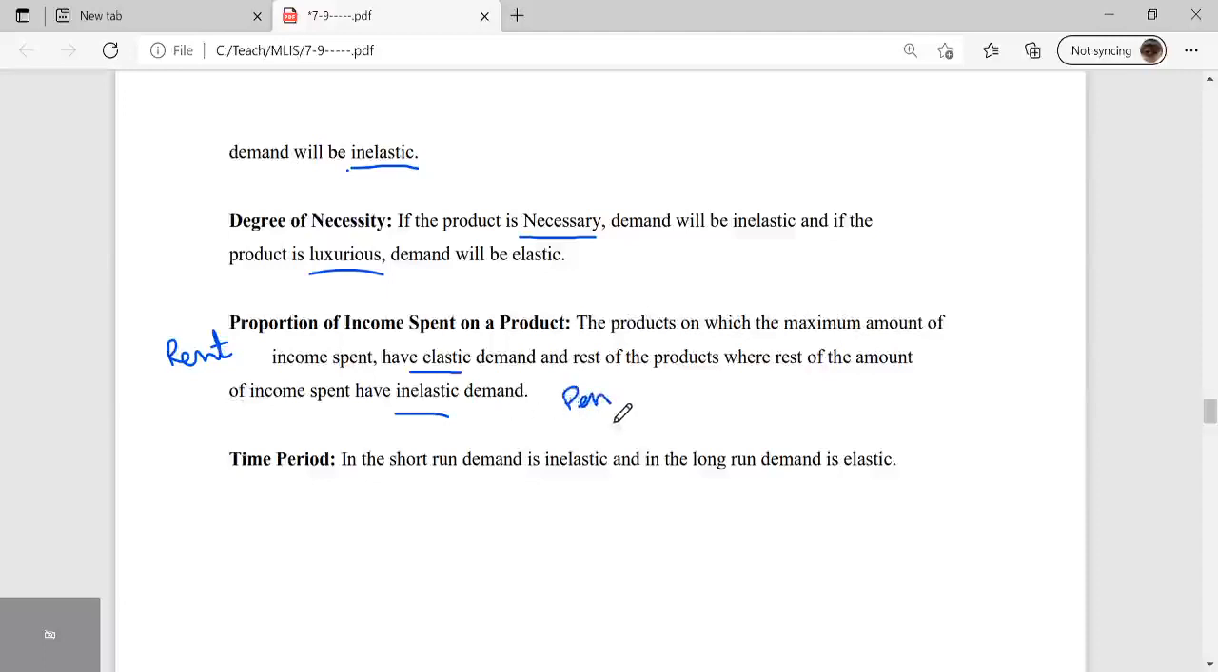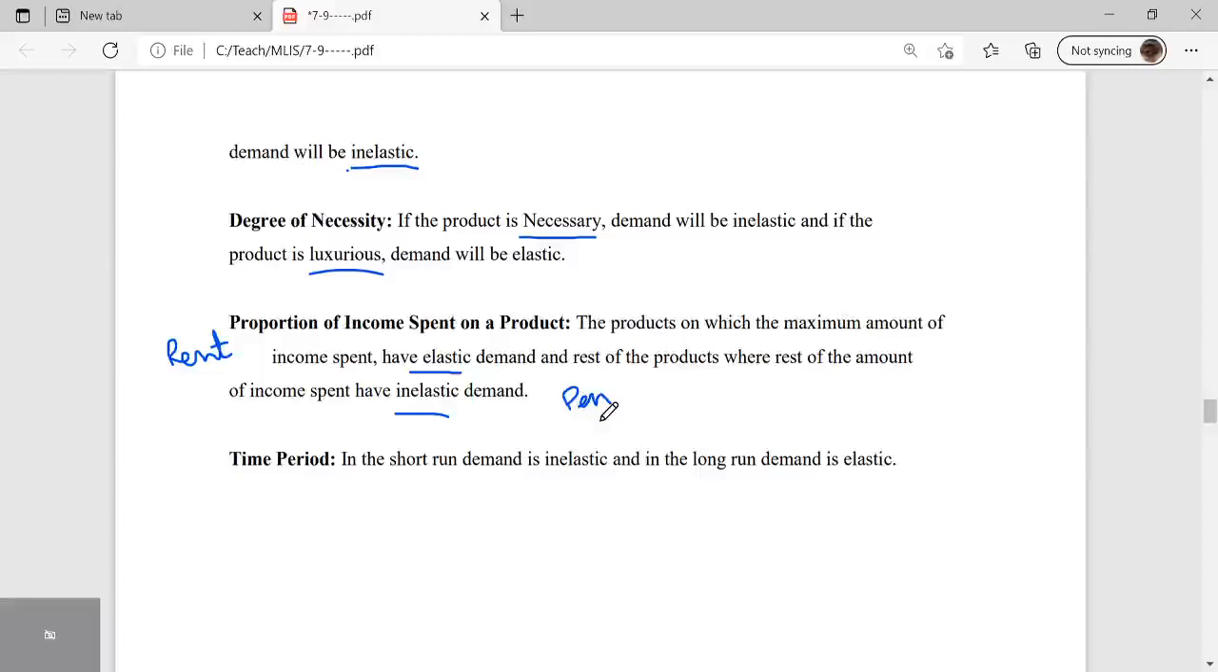If you compare them, for rent, if the price increases, we will look for an alternative because it will make our life difficult. It's taking a huge proportion of our income. But if the price of a pen rises, we might not bother much because we are not spending too much money on that. So it won't be a big problem.